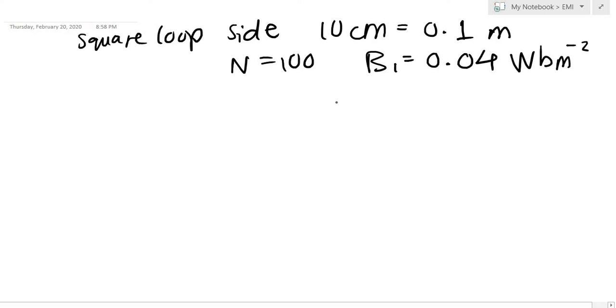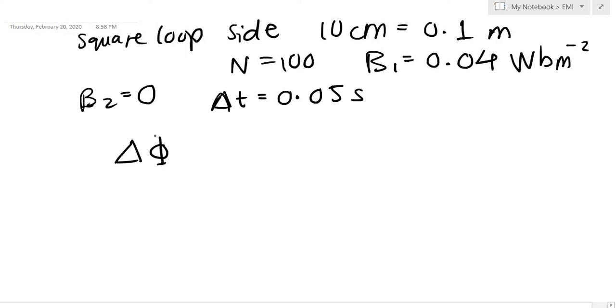and it was then taken. Then it was just taken away from the region of magnetic field. So the second magnetic field is 0. You can say the magnetic field was just turned off, and this task was done in 0.05 seconds. Well, since there was a change in magnetic field, you can guess that there has been a change in magnetic flux. So what was the formula?